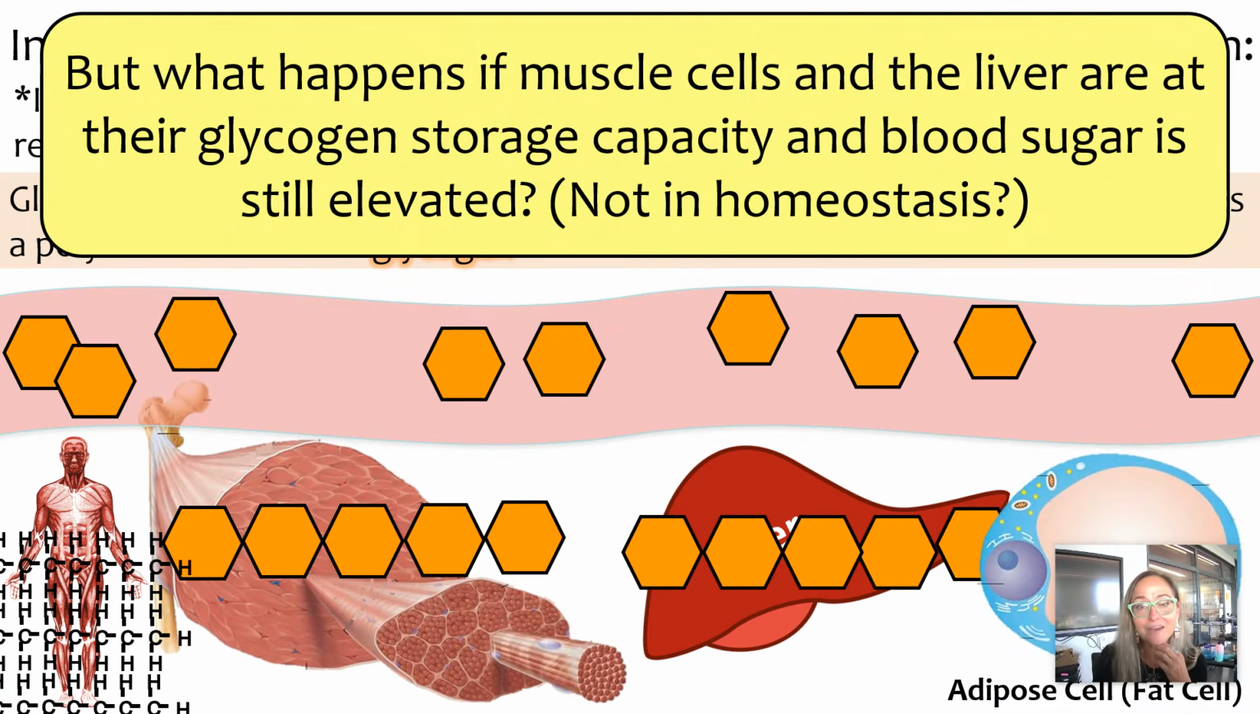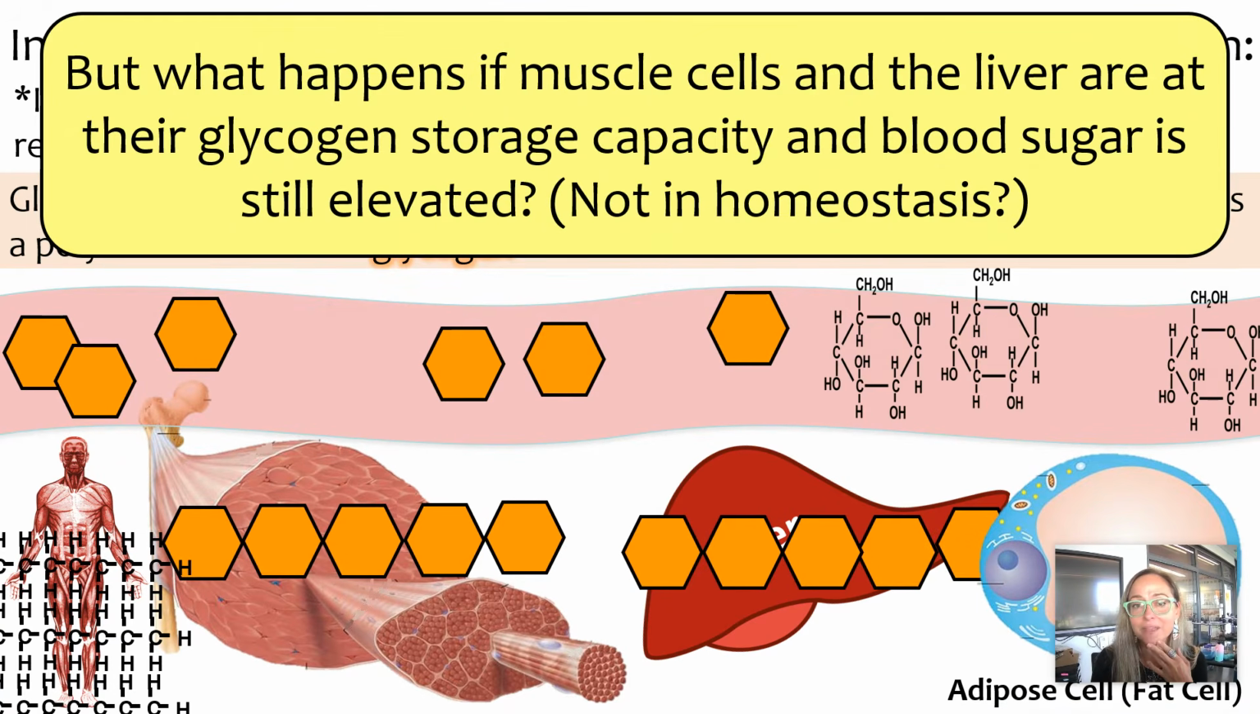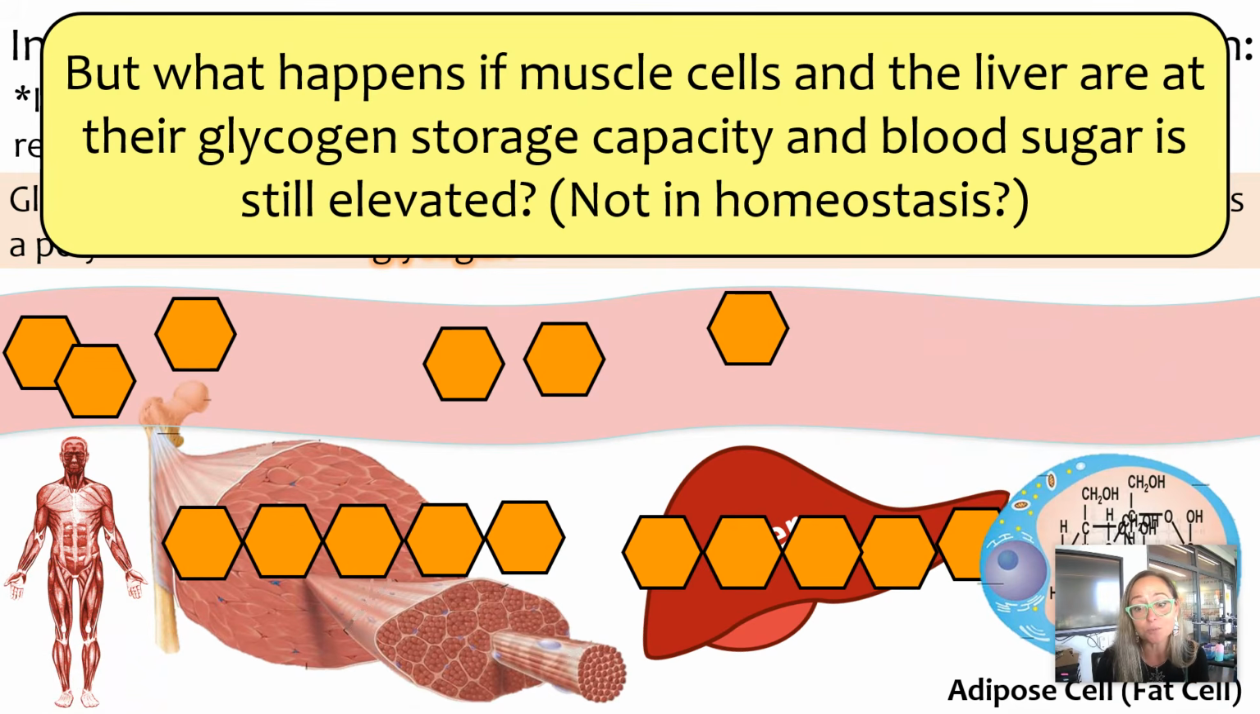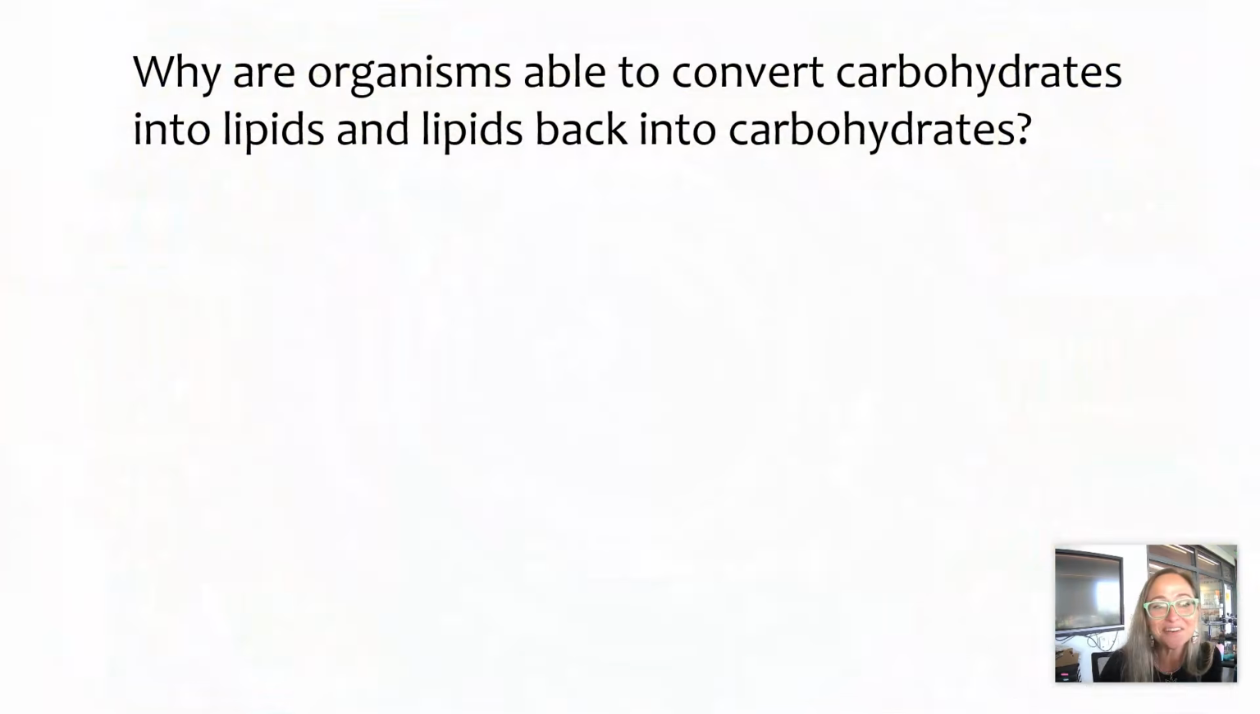Well, as luck would have it, that glucose monomer is made of C, H, and O. And what we can do is rearrange these atoms into triglycerides, which are long-term energy storage molecules, and we can save that potential energy in our fat cells. And so organisms are able to convert carbohydrates into lipids and lipids back into carbohydrates by rearranging atoms because they're made of carbon, hydrogen, and oxygen.